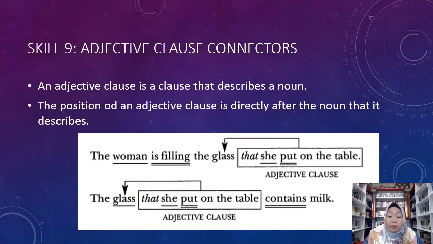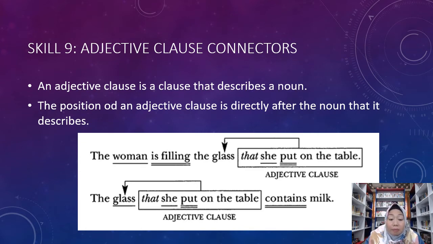Let's take a look at the example here. The woman is filling the glass that she put on the table. So we have the noun glass here, and then we want to describe the glass. So we have a clause here, that she put on the table. The clause describes the noun glass. And because this is a clause, there is the connector here, and the subject as well as the verb.